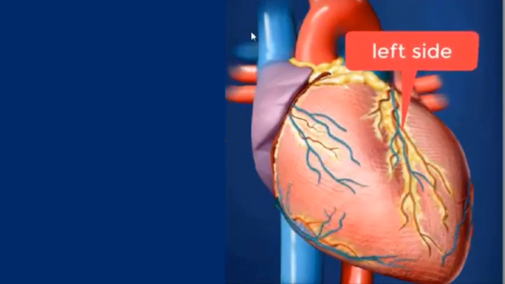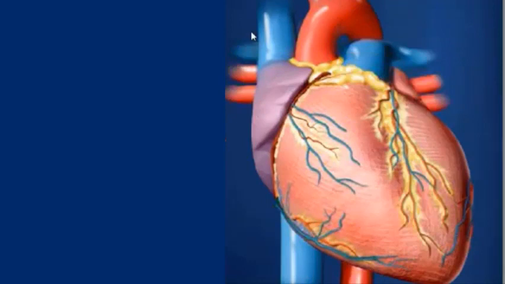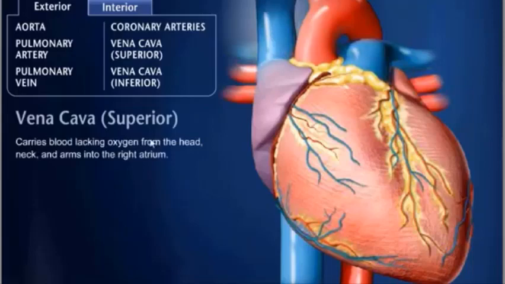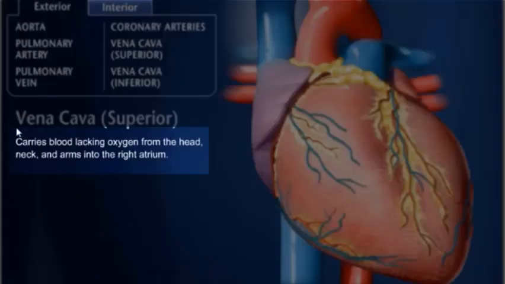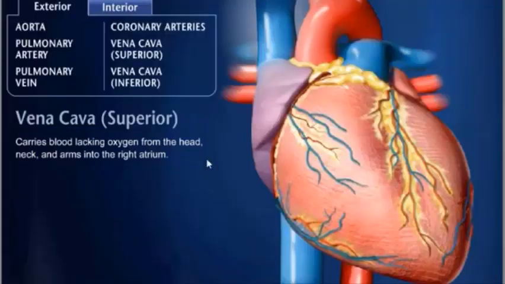I will start with the blue colored vessels that carry deoxygenated blood. This is the first one, and this is the name Vena Cava, and in particular the superior vena cava. This blood vessel carries blood lacking oxygen from the head, neck, and arms, which means from the upper organs, back into the heart. But pay attention that the blood is coming back to the right side and to an area called atrium or auricle.